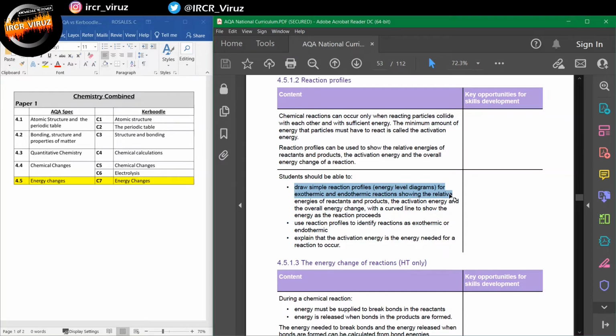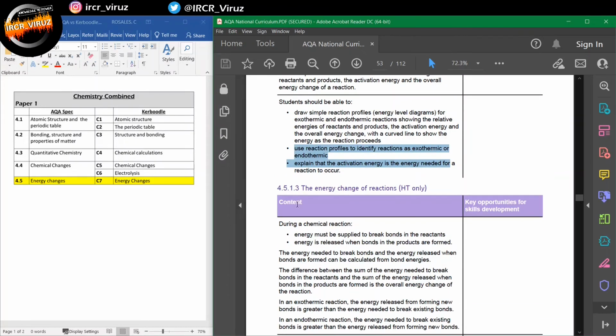You just need to know how to read them, and you need to know how to pay attention to them. Okay, using the reaction profiles to identify a reaction as endothermic or exothermic. They might give you a reaction profile where the reactants are lower than the products. That means it will be an endothermic reaction, and if the products are lower than the reactants, then that will be an exothermic reaction.